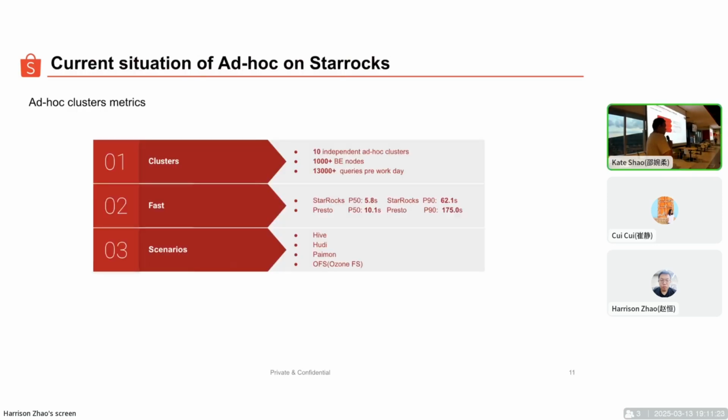Before talking about the optimization, I want to describe the current situation of Ad-Hoc on StarRocks at Shopee. Currently, we have already built 10 independent Ad-Hoc clusters with over 1,000 BE nodes, and they handle over 3,000 queries every day. And you can see here the performance of StarRocks Ad-Hoc is better than Presto; the P50 and P90 are much lower than Presto. Also, we already support 4 scenarios, and they are Hive, Iceberg, Paimon, and Ozone file system.